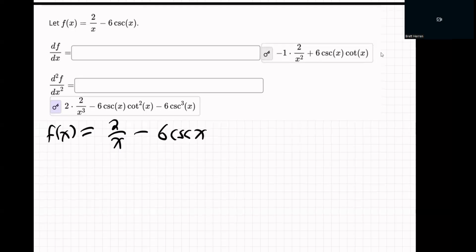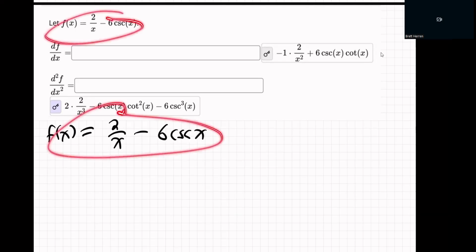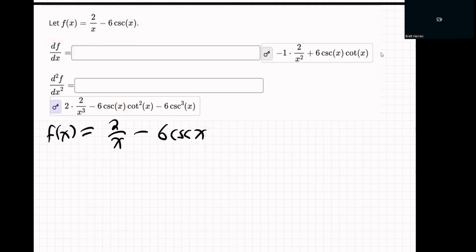In this question, they're giving me a function. I brought it down here. It's up there as well. And they want me to find df dx. Now, I don't know if you're used to that notation, but before I do that, it just means derivative.